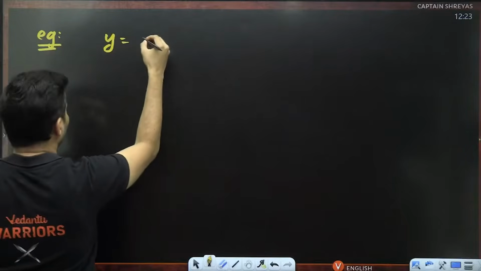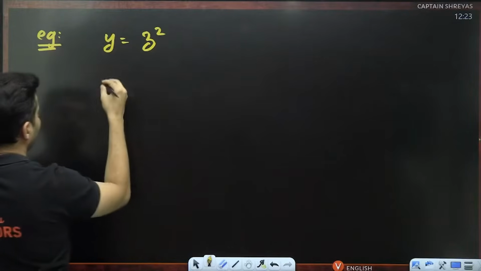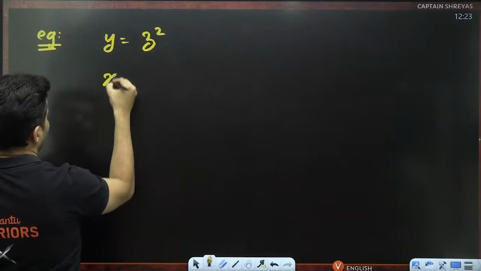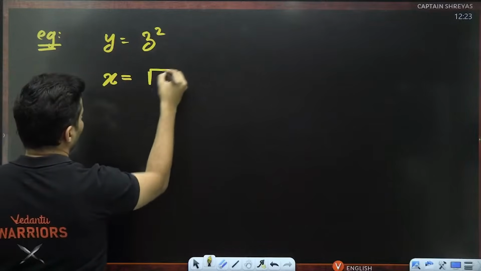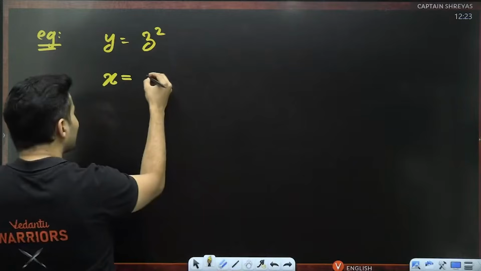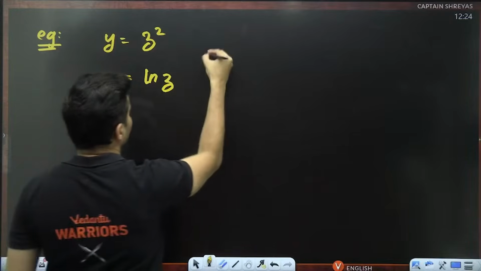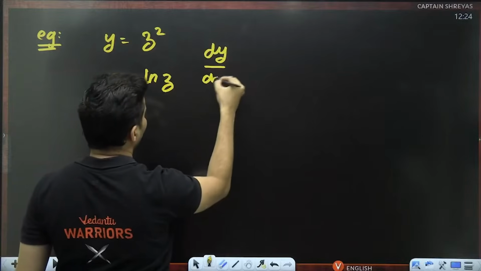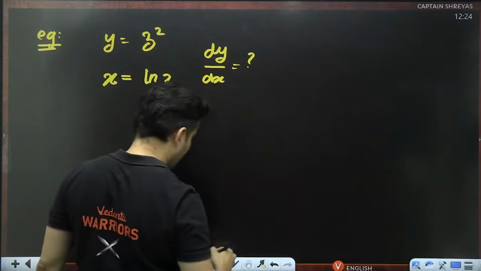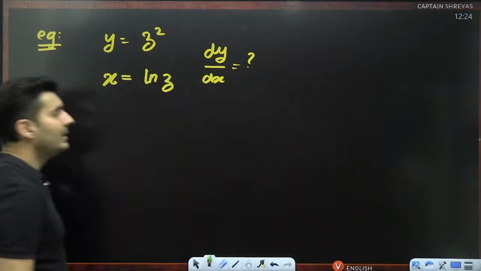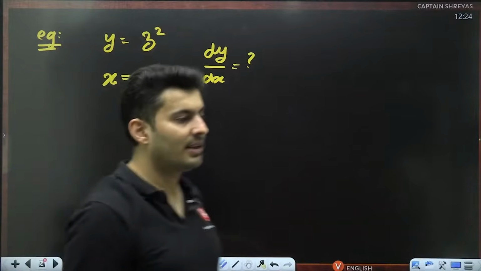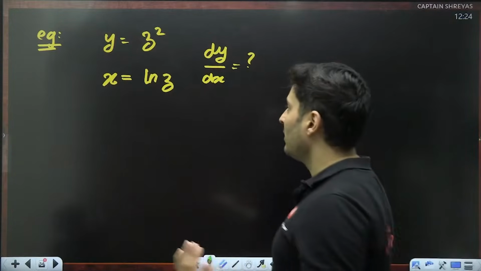y is equal to z square and x is equal to, let's say, ln z. The question is, find dy by dx. Come on, let's see if you guys can figure this out. It's again very similar to the previous question.